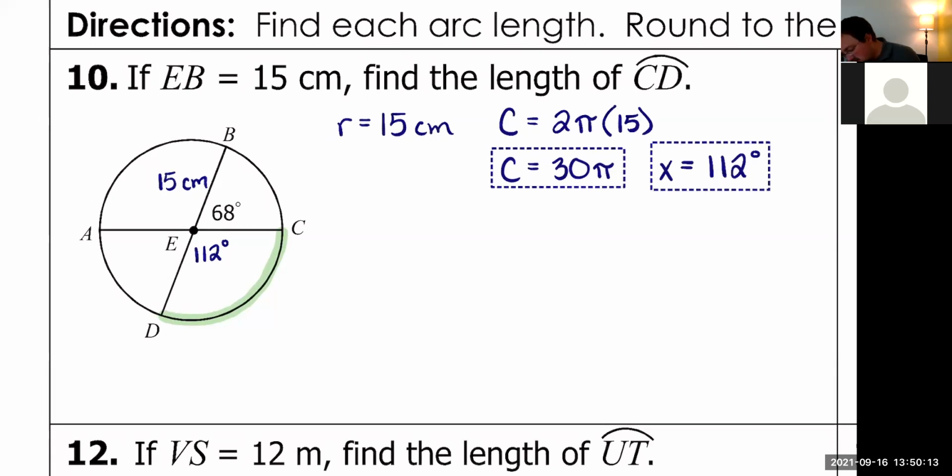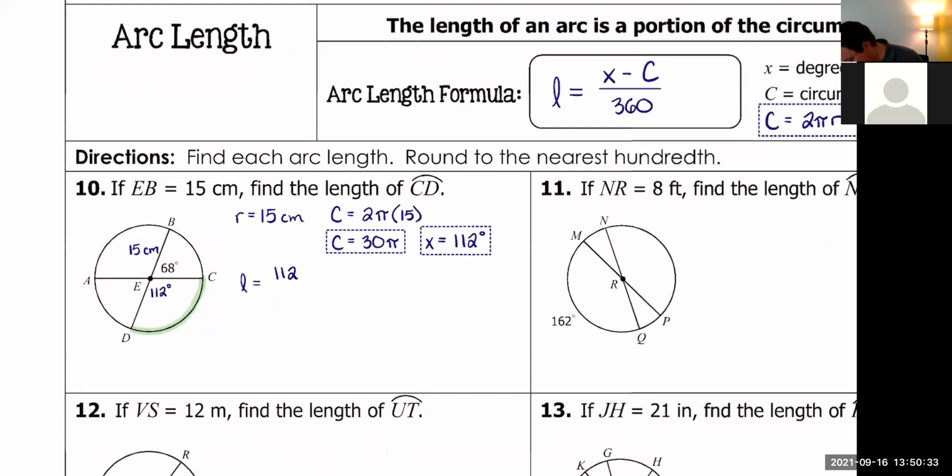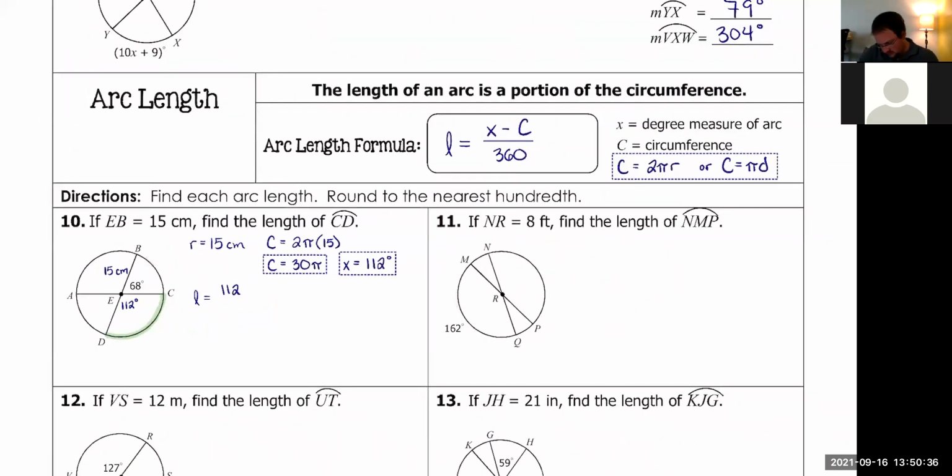Well, if I take that information now and plug it into my formula, my length is going to equal 112 times, excuse me, did I say times? I feel like I've made a mistake here. There it is. I think I wrote down the formula wrong. Isn't it X minus C divided by 360? That's what I thought, but now I'm second guessing myself. I think I made a mistake somewhere.